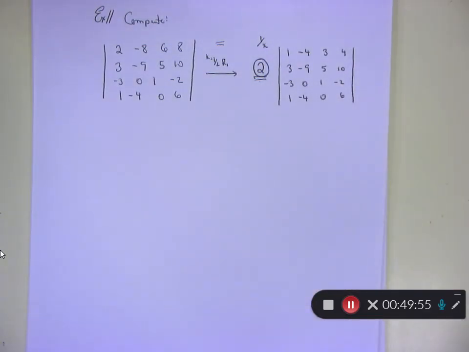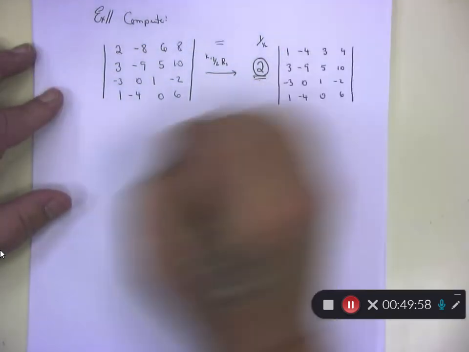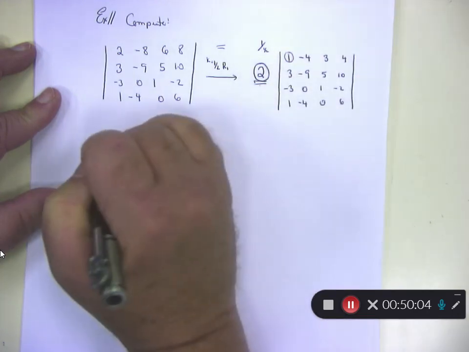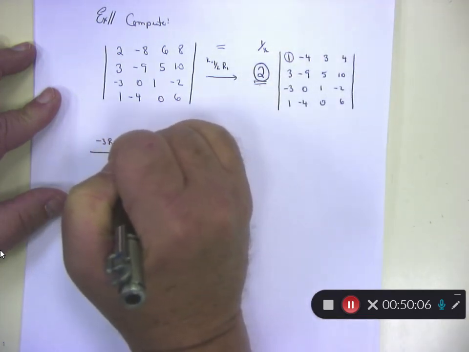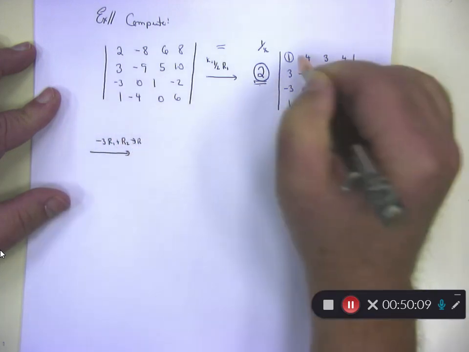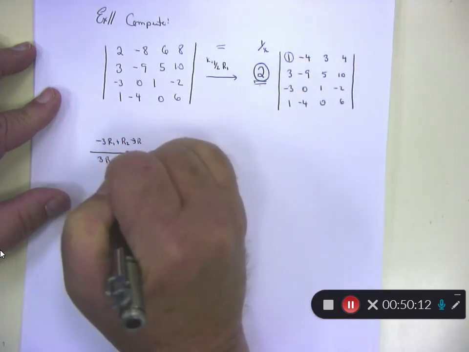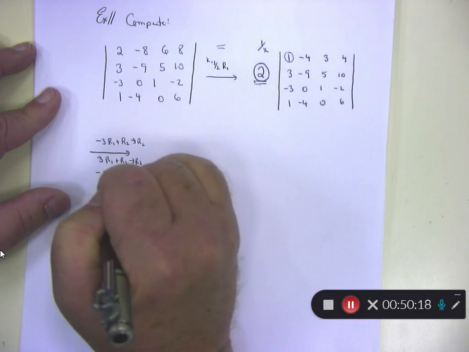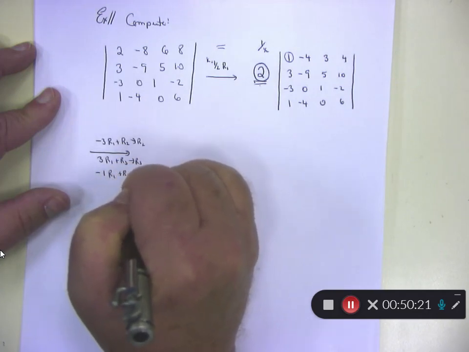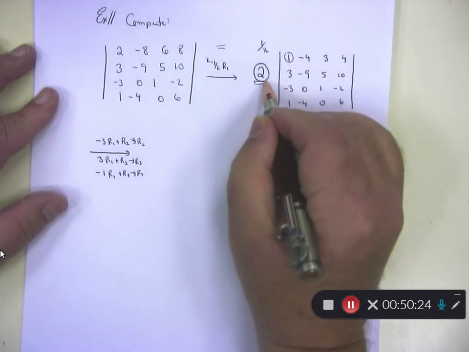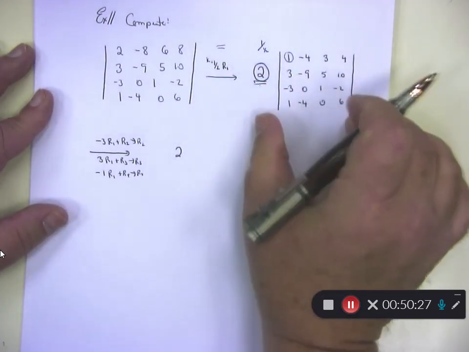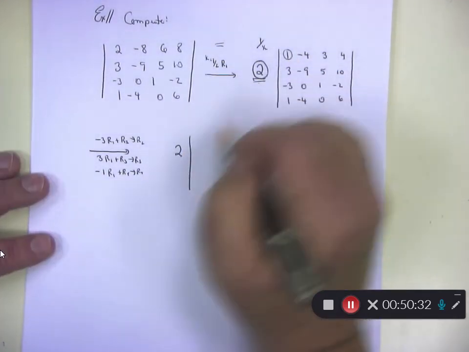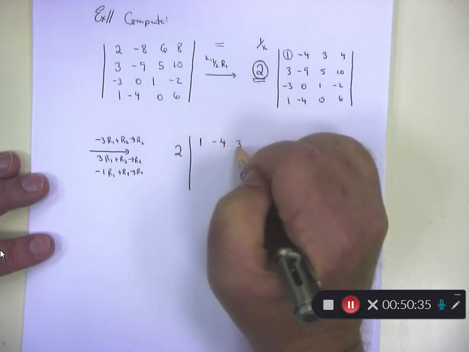Now, what's my next move? Sweep down. So it'll be basically -3 times row 1 added to row 2, replace row 2. It'll be +3 times row 1 added to row 3, replace row 3. And then it'll be -1 times row 1 added to row 4, replace row 4, to get those zeros in there. Keep that 2 out front, because remember, this is not just a matrix, it's a determinant. So it's 2 times, this will be 1, -4, 3, 4.